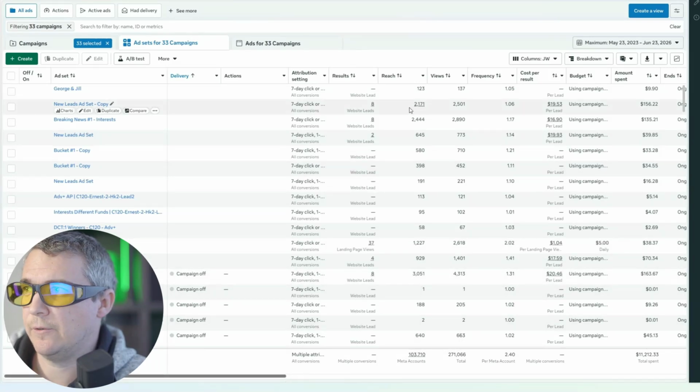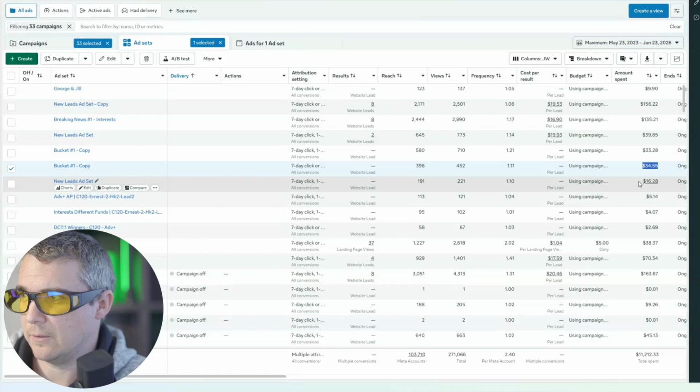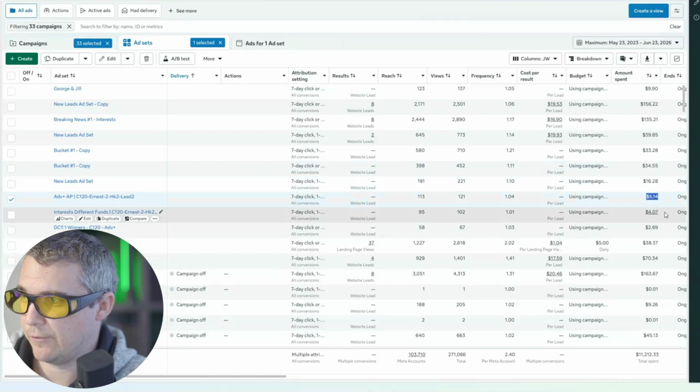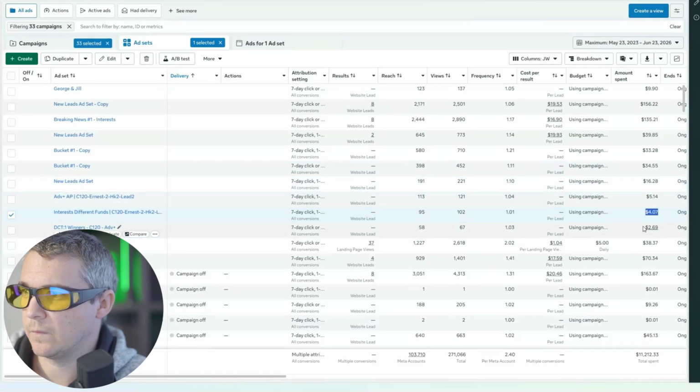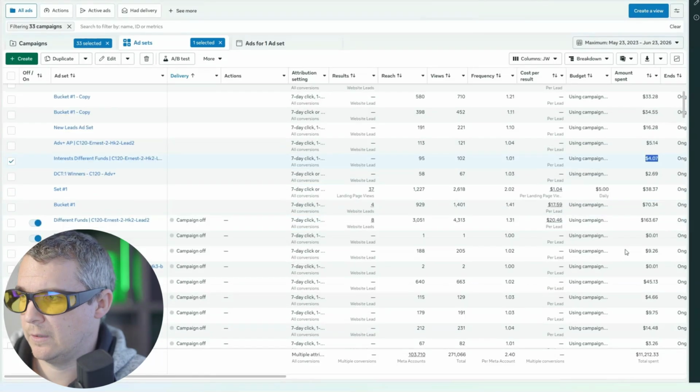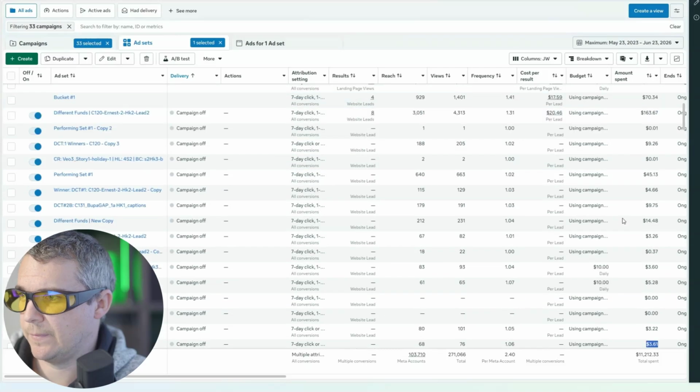Okay, so a lot of these ads, you can see them like $30 here, 16 here, 5, 4, 2, and so on, right?